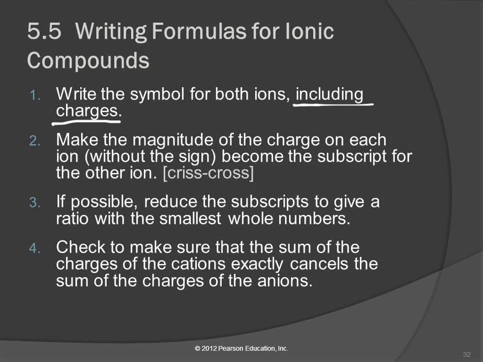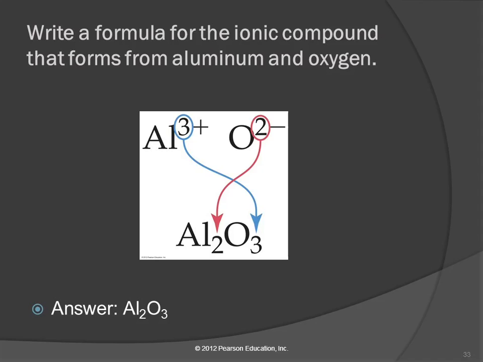Personally, I prefer to look at the charges. If you have +2 and -2, all you have to do is push those two ions together, and their charges will add up to 0. If you have +1 and -3, then you've got some work to do, and that's when you do the crisscross thing. And then at the end, check to make sure that the sum of the charges of the cations exactly cancels the sum of the charges of the anions. So those are the instructions. Let's look at how this works.